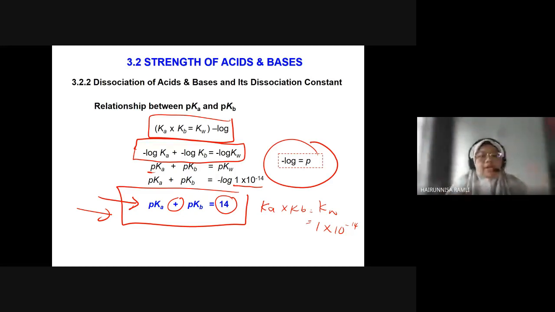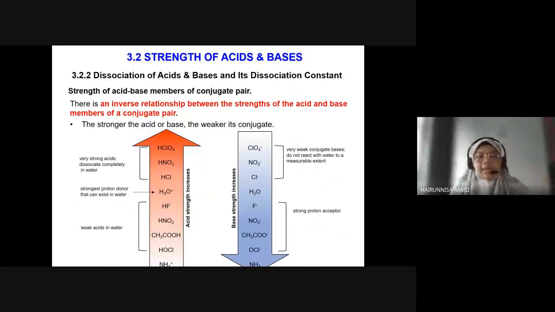But then again later you have to calculate the value of p lah sebenarnya kan. Okay, so this is the relationship lah. So okay, the strength of acid base members of conjugate pair. Remember, bila saya mention about KA KB tu, dia mesti dengan conjugate dia eh. Dia tak boleh macam saya cakap, you kata KA untuk acetic acid, tiba-tiba you kata KB untuk ammonia. Tak boleh lah. Itu dia tak ada relationship kat situ kan.